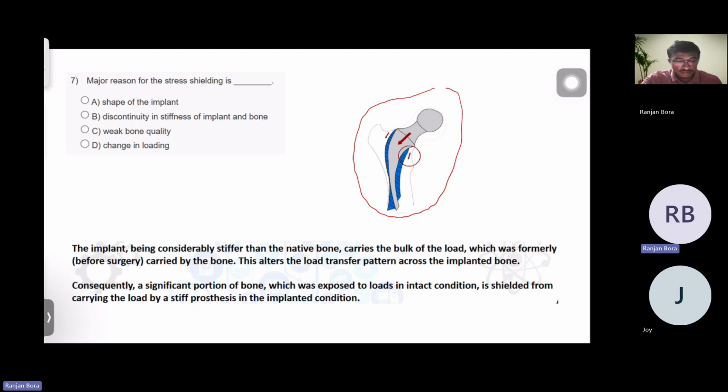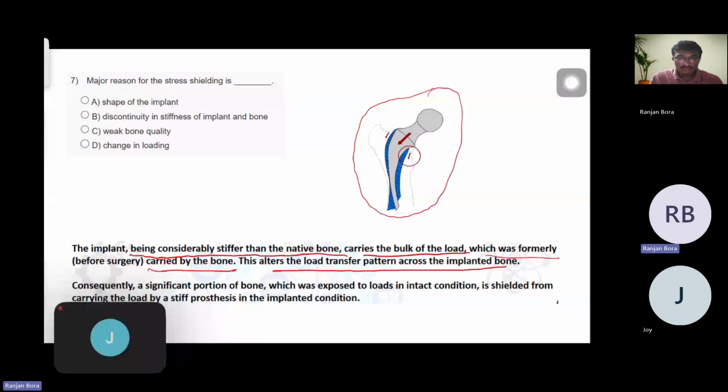My screen is not visible. Let me see. Is my screen visible? Okay, now it is coming.